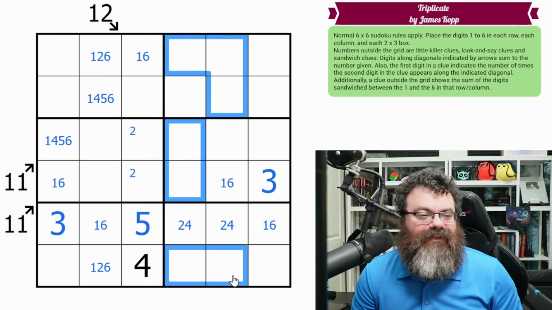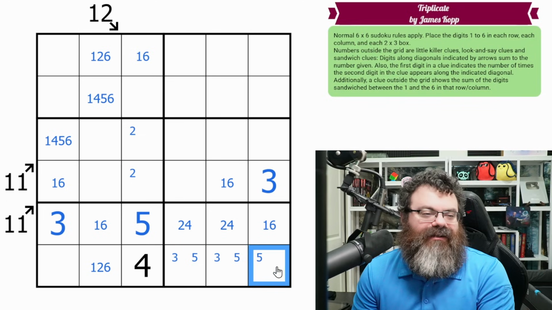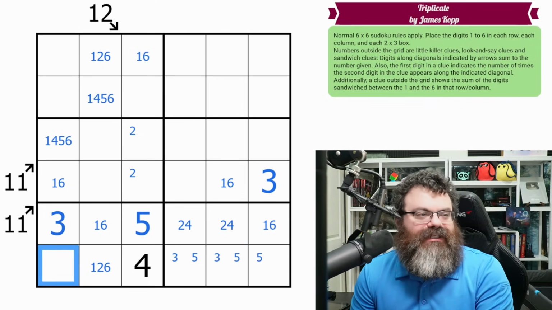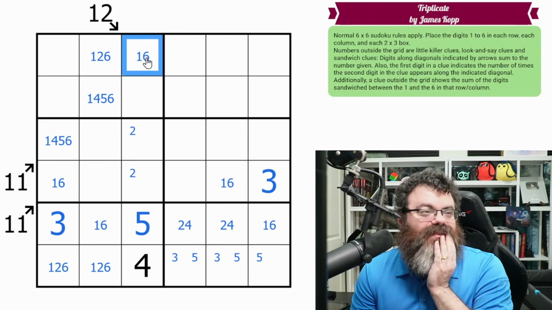So these can't be 2. I guess we already knew that from the pair. We are definitely going to need a 3 and a 5 down here. This is 1, 2, 6. Okay. Anything else I can do with this? No, this is a 1 or a 6.